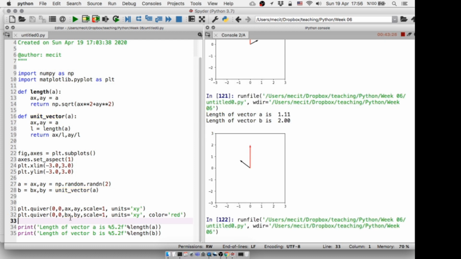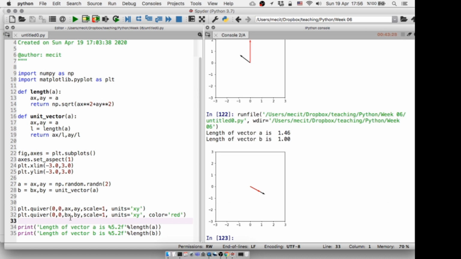Okay, let's run it and then describe what we see on the screen. So this is color black, the one on the top. That's my vector A. So the magnitude of vector A is 1.46, and this is what I see over there. And the length of vector B, which is a unit vector along A, is 1.00. So that's a unit vector along A.